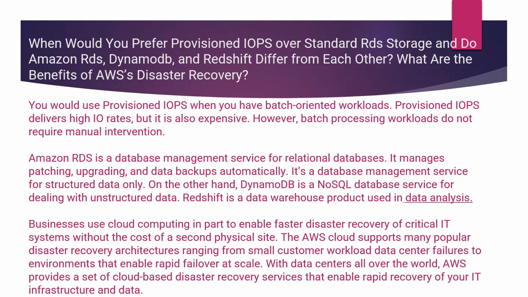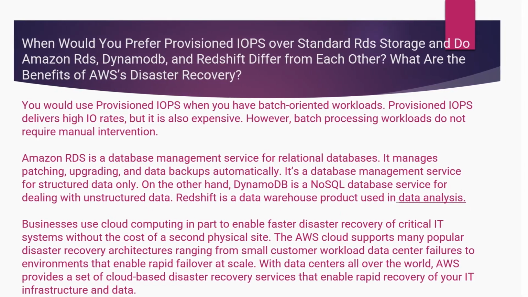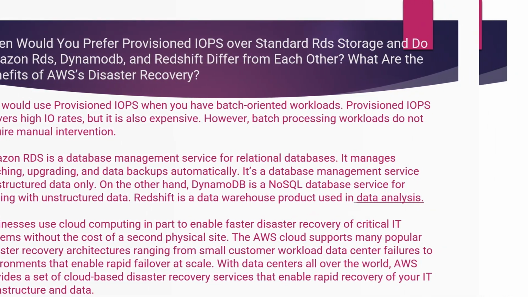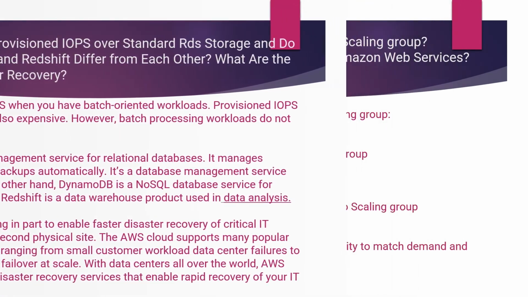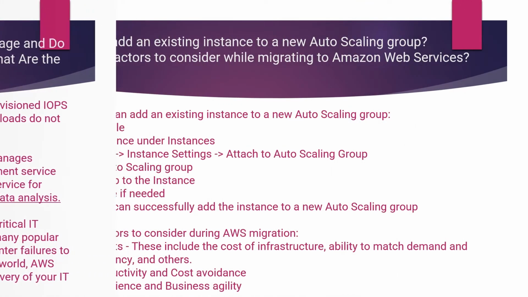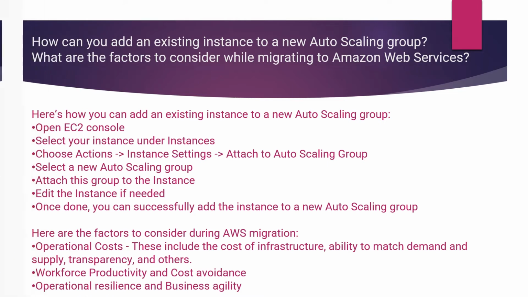43. How do Amazon RDS, DynamoDB, and Redshift differ from each other? Amazon RDS is a database management service for relational databases. It manages patching, upgrading, and data backups automatically. It's a database management service for structured data only. On the other hand, DynamoDB is a NoSQL database service for dealing with unstructured data. Redshift is a data warehouse product used in data analysis.